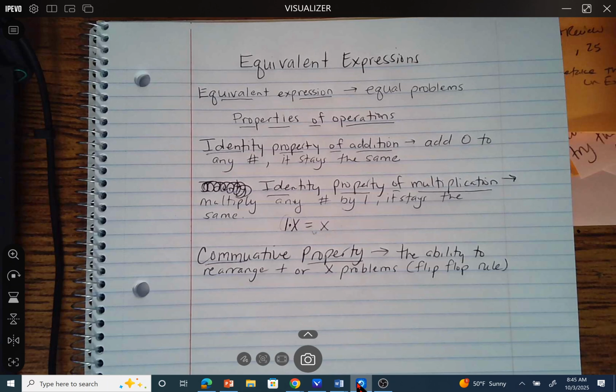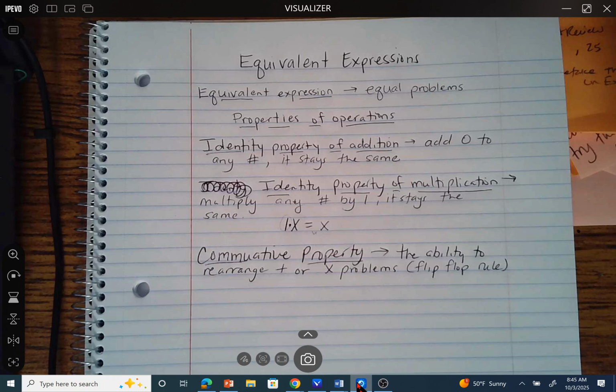Where this can be very beneficial is when we jump into combining like terms, or even when we're doing distributive property. If we can rearrange the numbers so all the x's are on the same side, all the regular numbers, all the y's, whatever you're working with, grouped together, then we can see how to simplify it easier. So we use the commutative property to rearrange our problems to make the math easier to see. Okay. Do you want me to do an example, or do you guys understand commutative property? Everybody chilling?